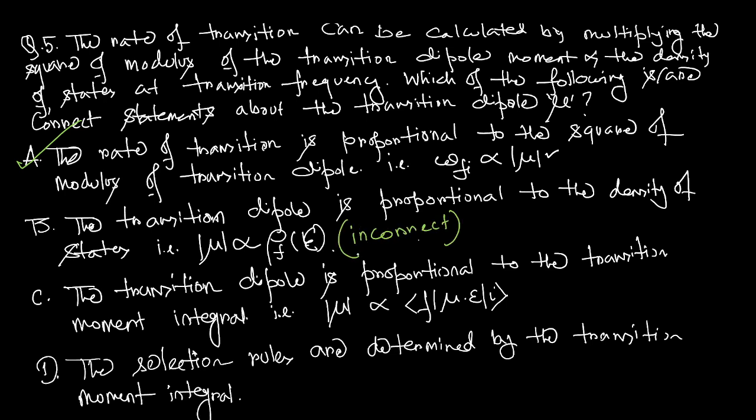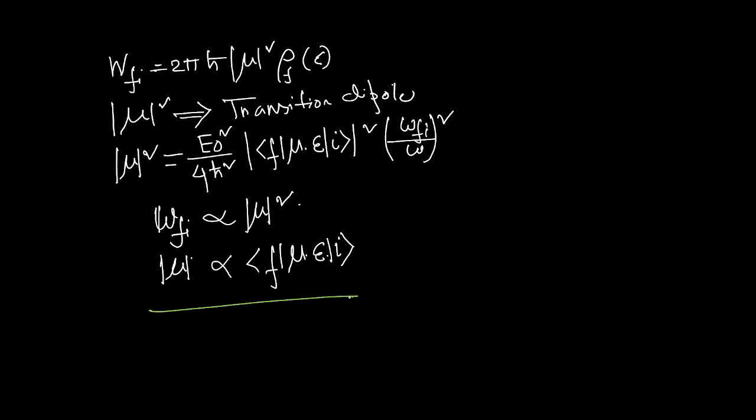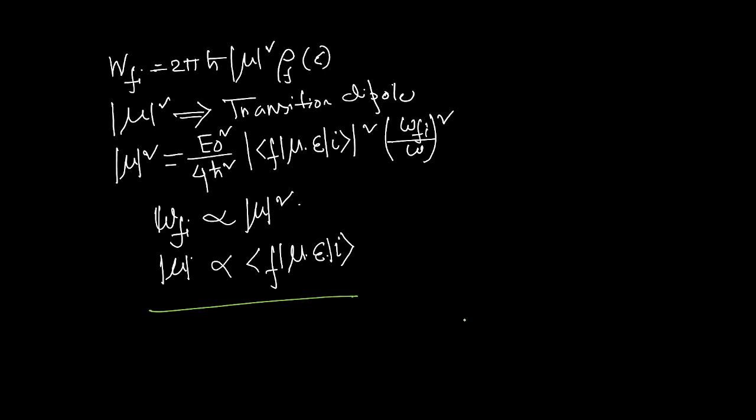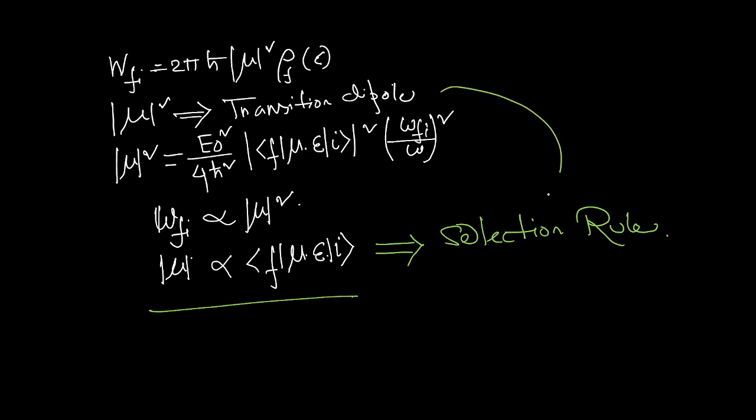Now transition dipole is proportional to the transition moment integral. That's what we saw here. Now selection rules are determined by the transition moment integral. That is correct, because this thing corresponds to the selection rule. Therefore transition dipole is also related to the selection rule of electronic transition or whatever transition.